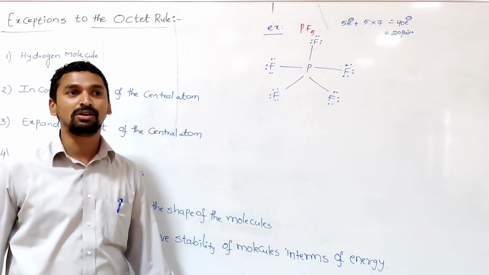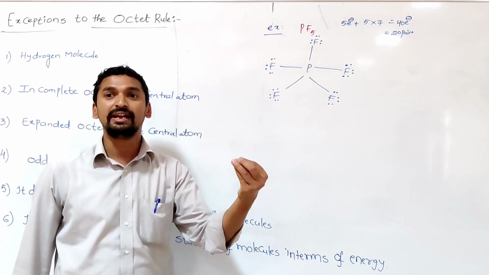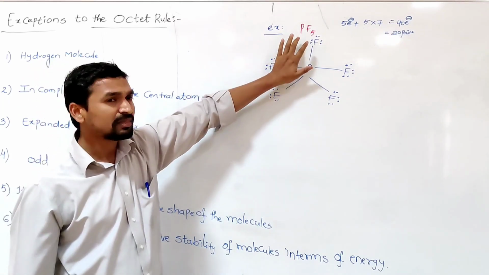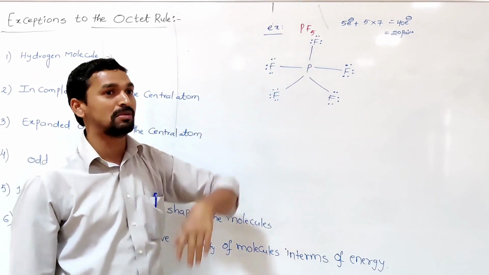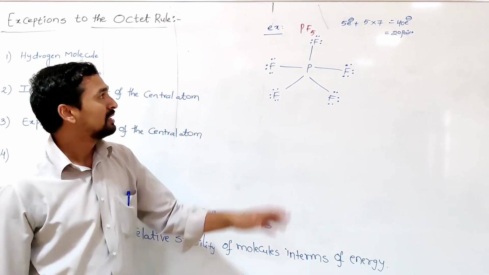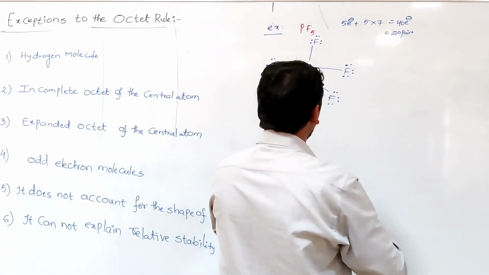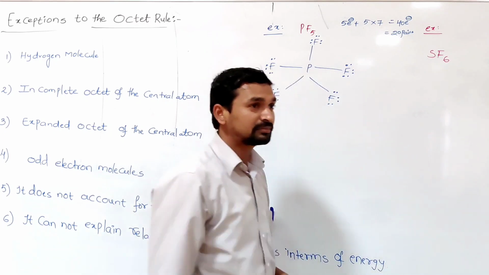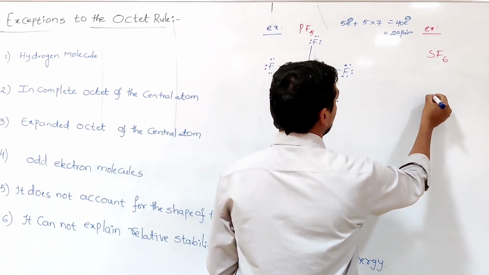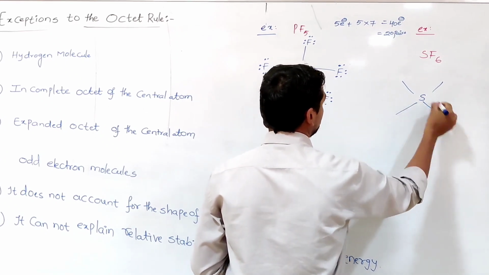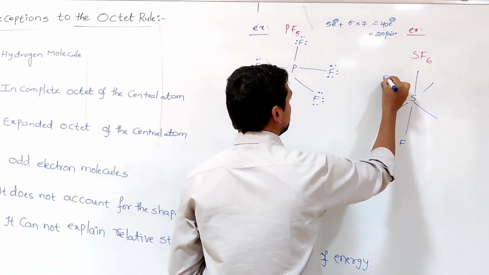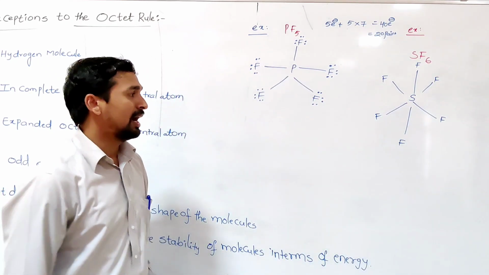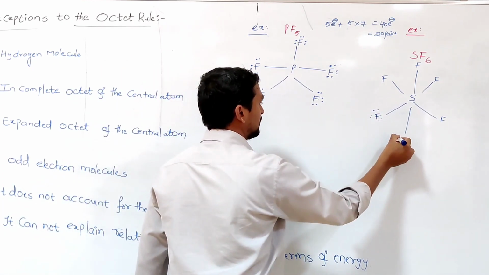But generally, according to the octet rule, every atom must possess only 8 electrons in its valency shell. But here phosphorus is possessing 10 electrons. But however, the PF5 exists as a stable molecule. That is why it could not be explained. Not only that one, there are some other molecules also. The example is SF6 molecule. In that one, the sulfur is connected to the 6 fluorine atoms, F, F, and F, F, like that. And in that one, each fluorine atom is getting the octet configuration.